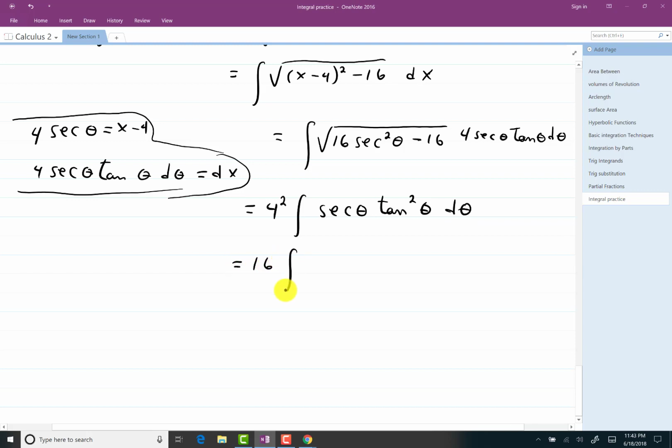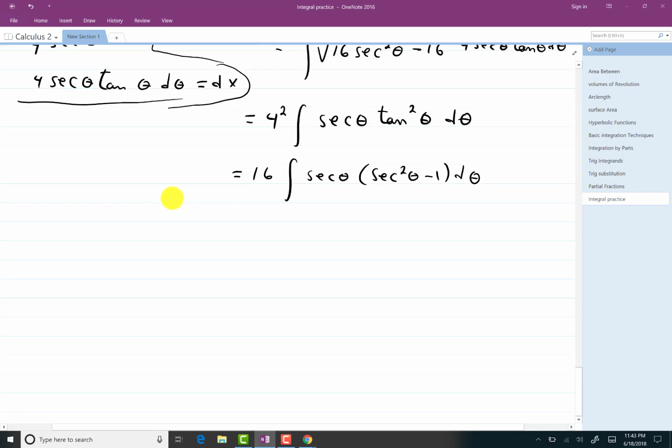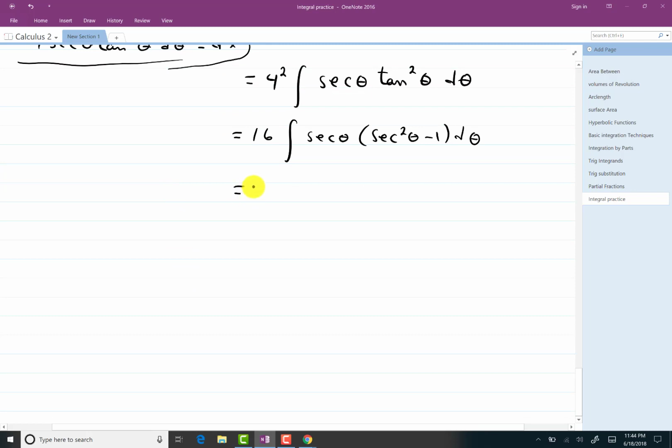That's 16. I'm going to change tangent squared to secant squared minus 1. And this gives me 16 times the integral of secant cubed theta minus secant theta d theta.